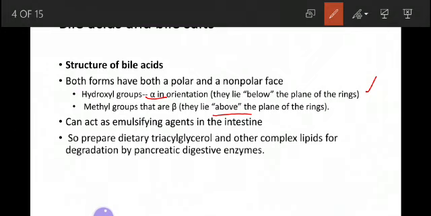So this makes the structure more amphipathic, and so these bile acids and bile salts act as emulsifying agents in the intestine. The lipids which we take in the diet, they prepare these dietary triacylglycerols and other complex lipids for degradation by pancreatic digestive enzymes.